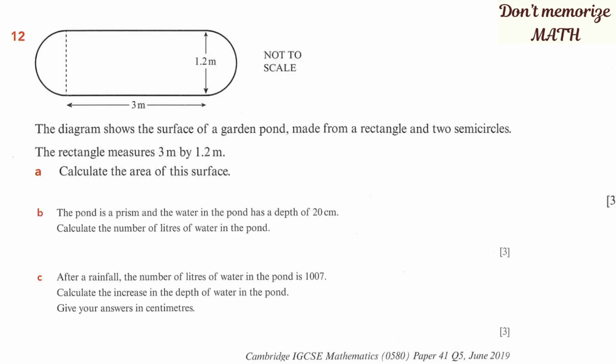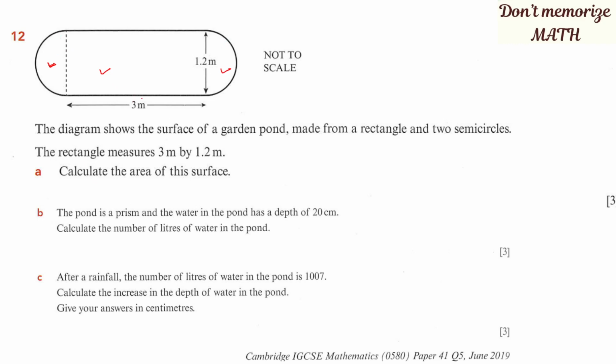So now is question number 12. The diagram shows the surface of a garden pond made from a rectangle and two semicircles. The rectangle measures 3 meter by 1.2 meter. Calculate the area of the surface. So area of the surface, we have one rectangle and two semicircles. So area of rectangle plus area of semicircle plus area of the semicircle. Otherwise, area of rectangle plus area of circle.